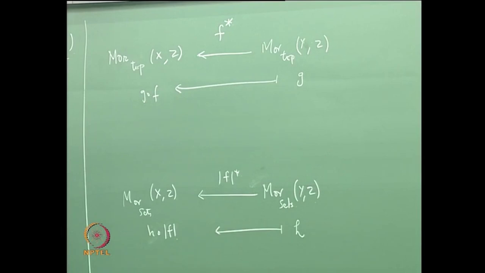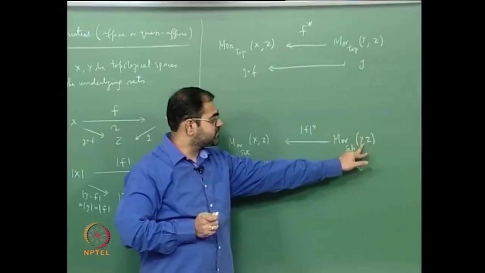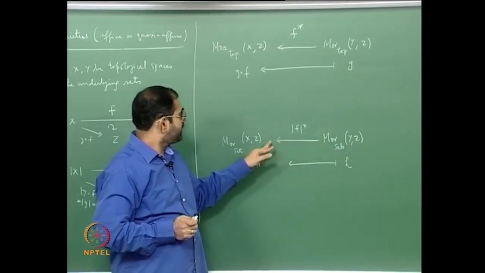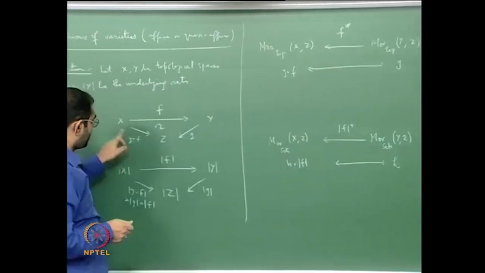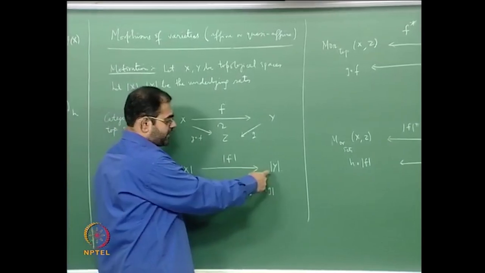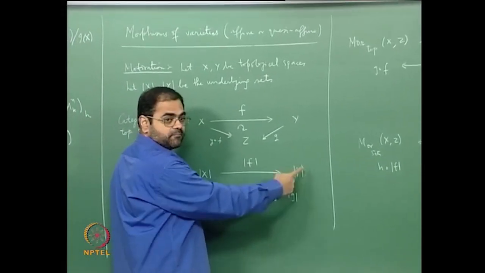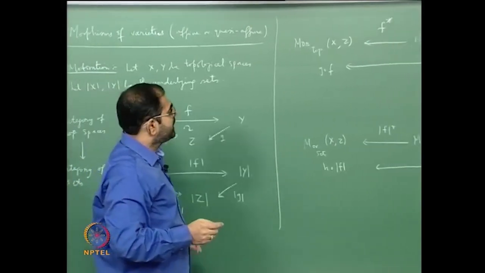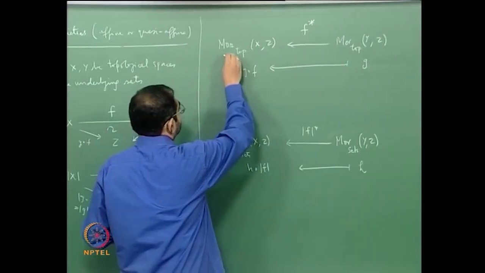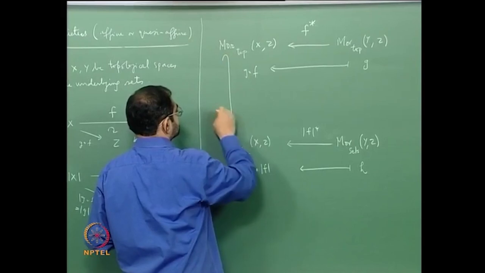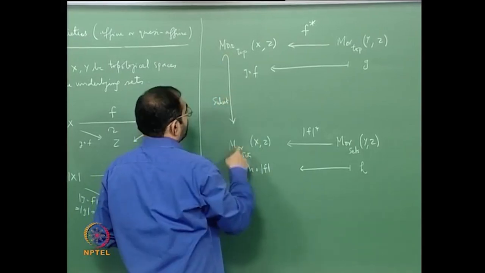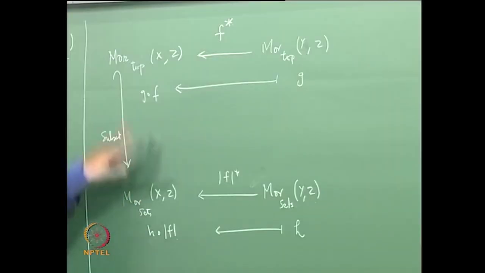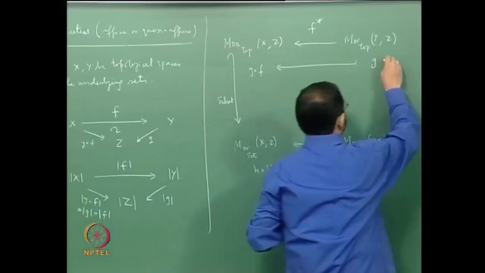Mind you, h is just a morphism of sets. It's just a set theoretic map from y to z. You give me a set theoretic map from y to z. Since I have a map mod f from x to y, I compose it with the set theoretic map h from y to z, and I get this composition. And the fact is that, as you can see, this is a subset of this. Of course, maps of topological spaces are certainly maps of sets, but they are not just maps of sets, they are continuous maps.